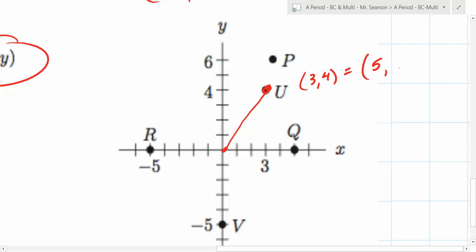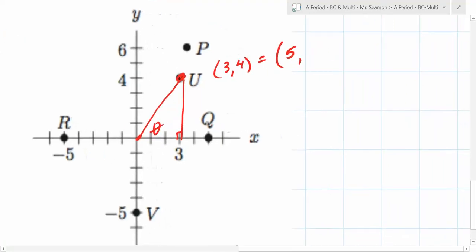You would next need theta. There are many different ways you could go about getting theta right here. What's one way you could get theta? What's one trig function you could use to get theta? You could use tangent. You know that tangent of theta is going to be equal to 4 over 3. So if we wanted to find theta, what would we need? We need arctangent. So we'd say that theta is equal to tan inverse of 4 over 3.